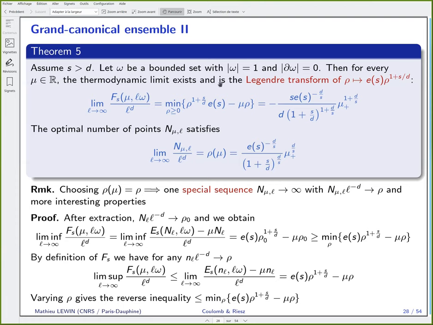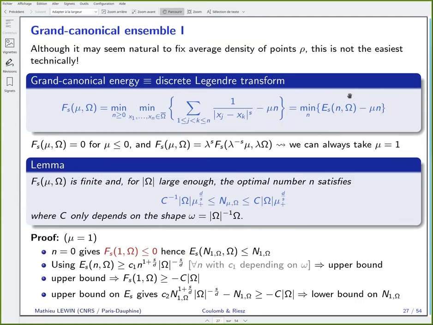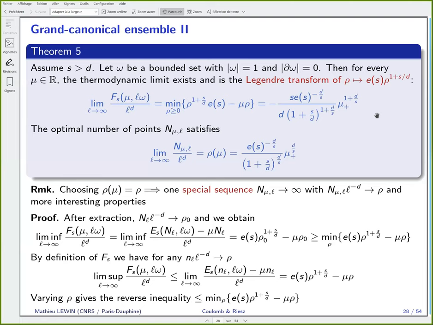Then the limit exists, and it is the Legendre transform of the previous theorem, namely of the map which to rho associates our constant E of s, rho to the 1 plus s over d. It's not a big surprise that it's the Legendre transform of this function, because we divide by the volume, and here we also have a Legendre transform, except it's discrete. Okay, but when you divide by the volume, n over the volume can now take any continuous value in the limit, right? So you get a continuous Legendre transform in the limit because you divide by the volume.